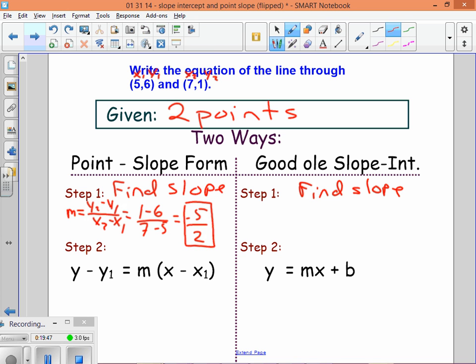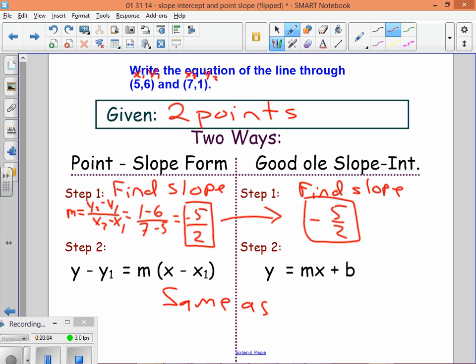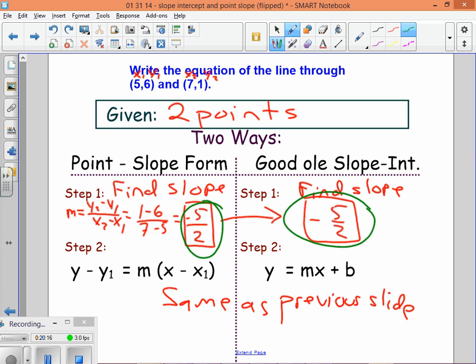That is exactly the same if I was going to do it over here using slope-intercept form, so I'm just going to write the slope as negative 5 over 2. Finally, I need to do step 2, which, good news, same as previous slide. Because what you now have is a slope, which is -5/2, and a point. Either one you want to use. I would pick (7, 1), because 1 usually is easier to work with.